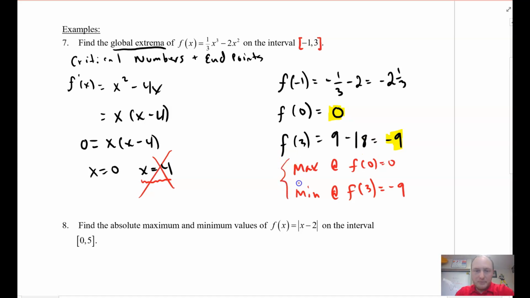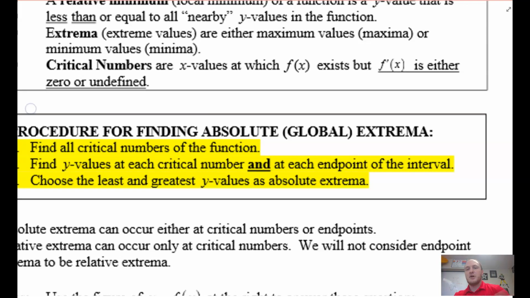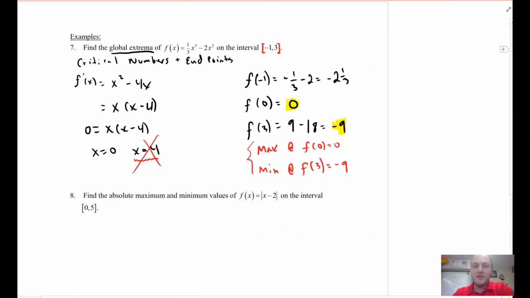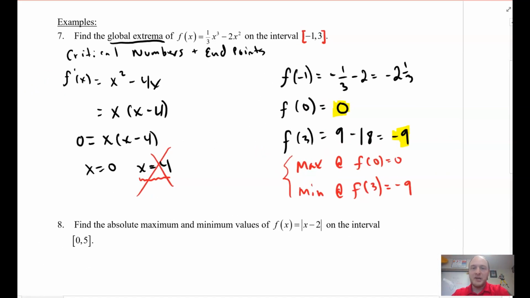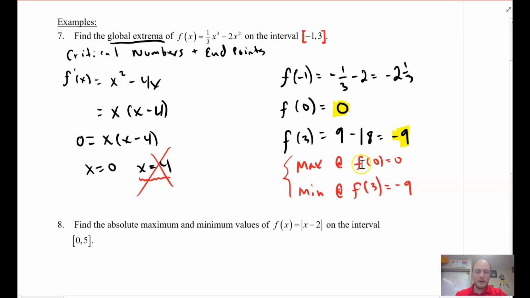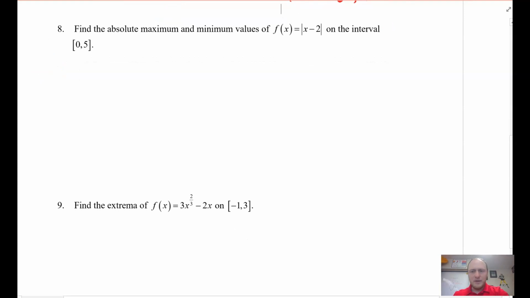All right. Another thing too about critical numbers, it's important to note, I'm going to jump back up here, that critical numbers are at x values at which f of x exists, but f prime of x is either 0 or undefined. So I covered the 0, I didn't cover the undefined in this case. Note that our function f prime of x has no undefined values, so we don't have to worry about that for this example. Okay, on examples 8 and 9, there may be an example of that.